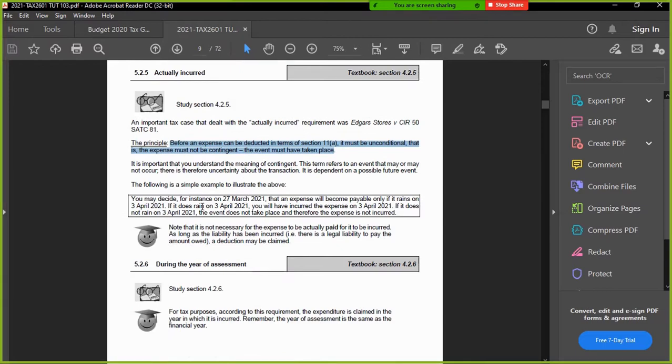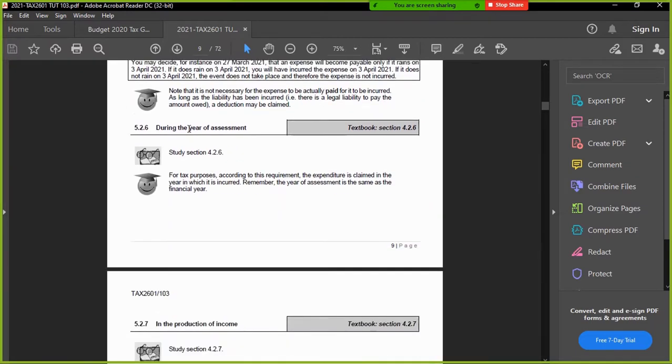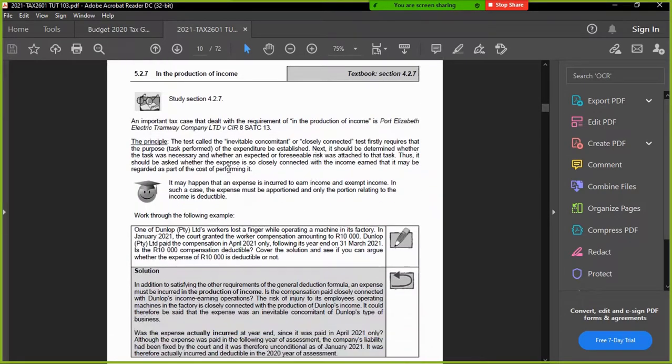Well, there's an example here that you can have a look at, which will explain that. During the year of assessment, also pretty easy, must be in the 12 months of the tax year. There, production of income. Here's the PE Electric Tramway case. Okay, I see this is quite good. They've even given you more detail here. Inevitable concomitant or closely connected test. That's good. Okay, that's what we spoke about earlier. Okay, that's the summary. What does that mean?